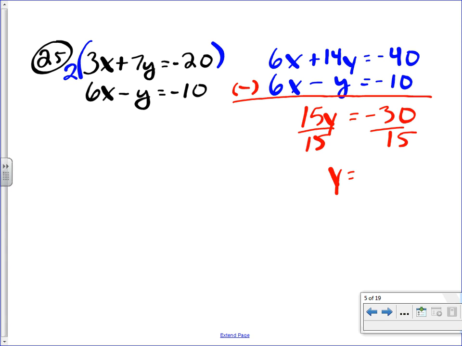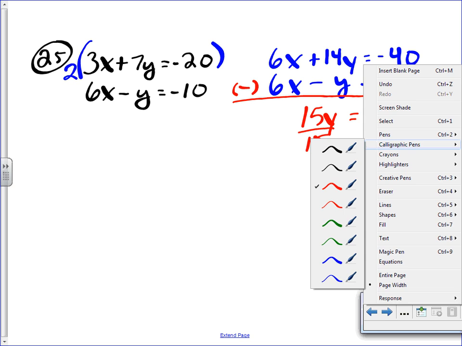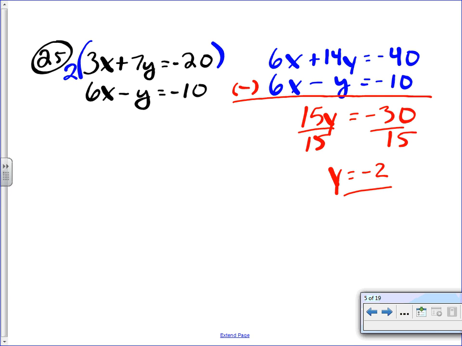And negative 30 divided by 15 would leave me with a negative 2. Okay, so negative 2 is my y value. Of course, I'm not done yet. I still got to figure out what x is. So what I'm going to do is take that negative 2 and plug it in for either this y or this y. It really doesn't matter. It's your choice. You want to use the top or the bottom? Bottom. All right, so we use the bottom.